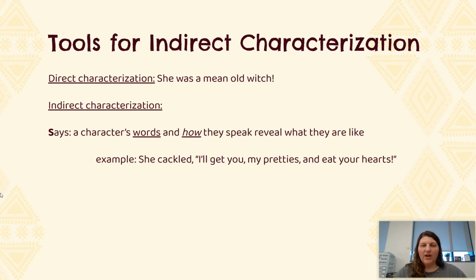So these 5 different aspects that we're looking at, first of all, is what the character says. This is the character's words and how they speak that reveal what the character is like. So the example is she cackled. The fact that she's cackling and not laughing or shouting tells us something about her as a character. We associate cackling with a crazy witch kind of person.